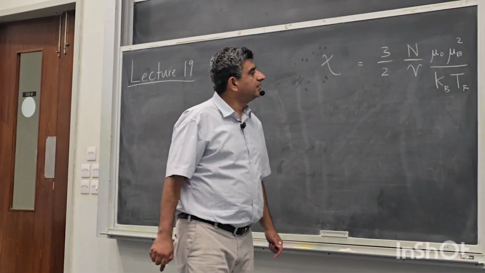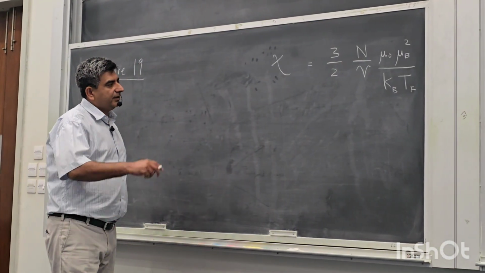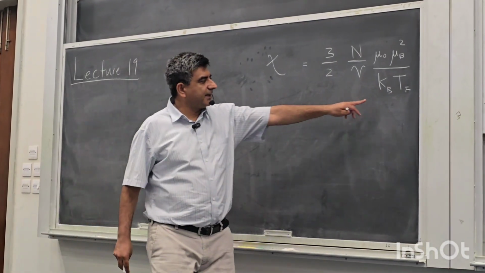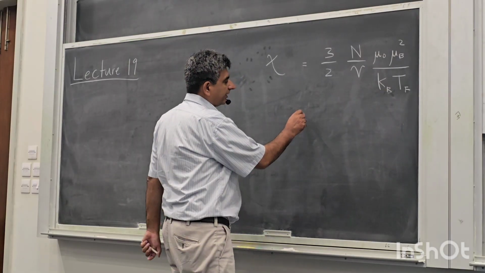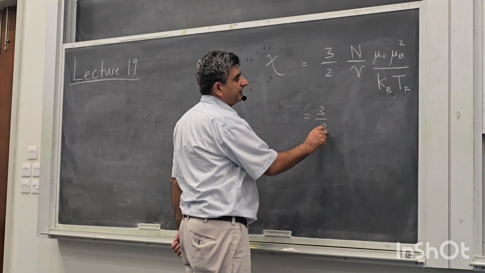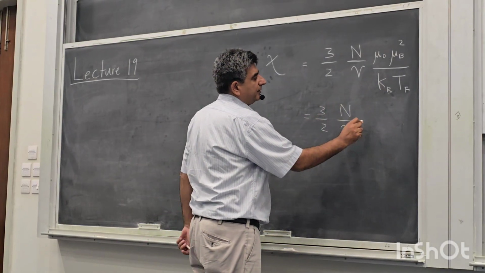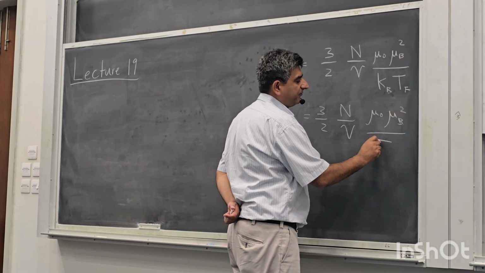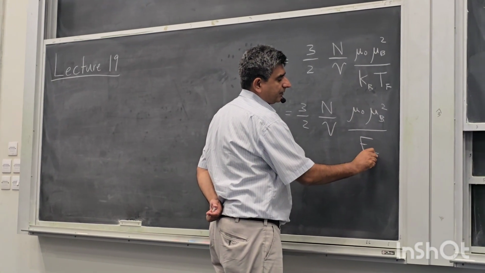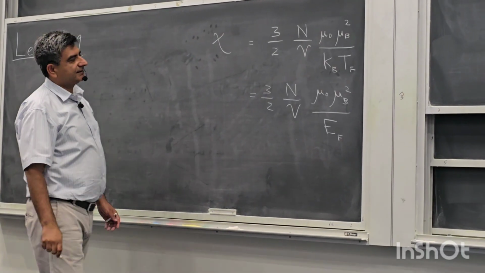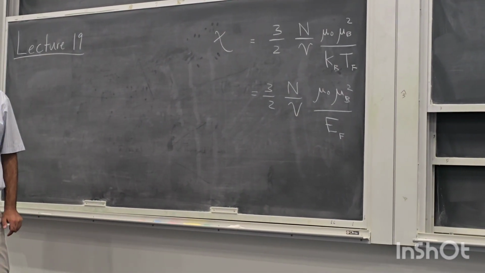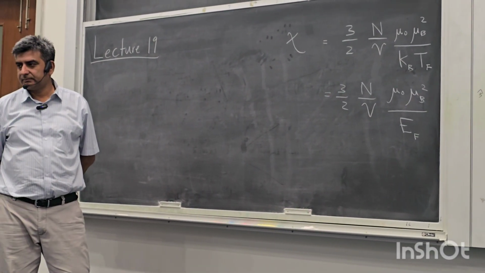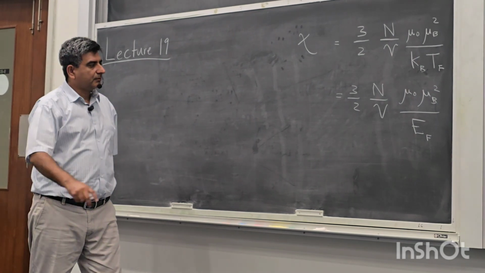And as you notice, this is the Fermi energy. So I can write this susceptibility as mu naught mu B squared over the Fermi energy as well. Okay. So this is the paramagnetic susceptibility for electrons.